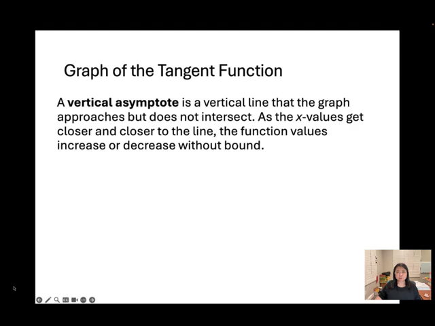A vertical asymptote is a vertical line that the graph approaches but does not intercept. So keep in mind that when you have a vertical asymptote, the graph is only approaching this line but never intersects. As the x values get closer and closer to the line, the function values increase or decrease without bound.